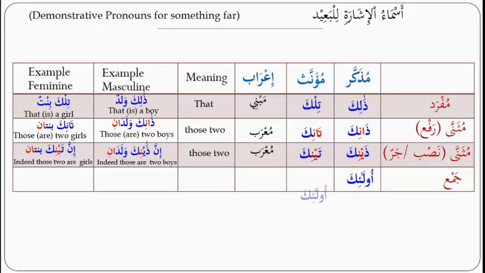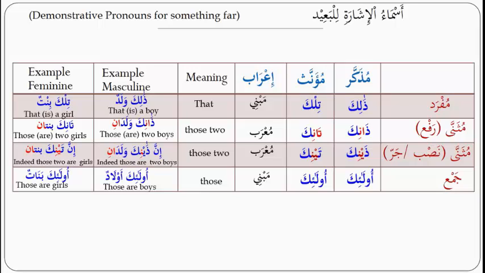Now for the final case, the jam' is ulaika for both muzakkar and muannas, right? Both muzakkar and muannas in the jam' state are mabni. No matter what it is, it's going to be ulaika. Ulaika is the jam' for the ismul ishara lil ba'id, and it means those. Ulaika awladun, those are boys. And ulaika banatun, those are girls.